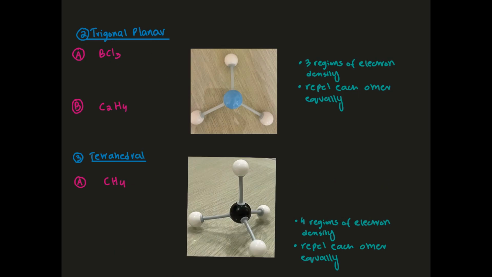The next type of shape that we're going to be looking at is trigonal planar, and the angle for this is 120 degrees. So like we did before, the first thing that we're going to be doing is making the dot and cross diagram for boron trichloride. So in this case, the dots represent the electrons of boron and the crosses represent the electrons of chlorine. So since boron is in group 3, it has 3 valence electrons, and in this case there's going to be no lone pairs.